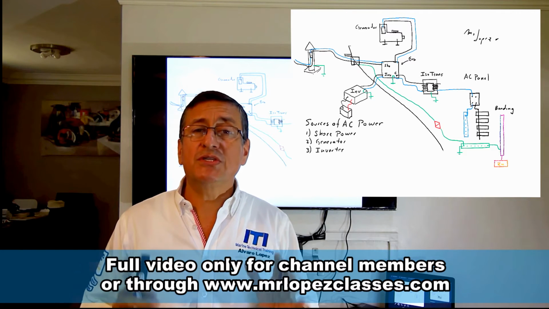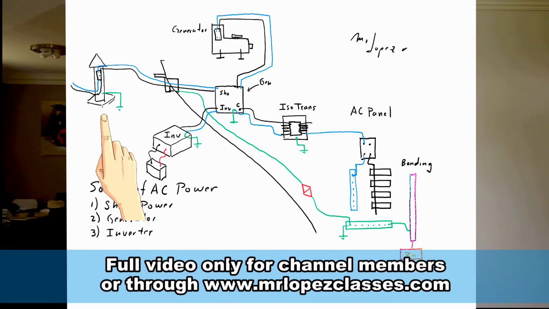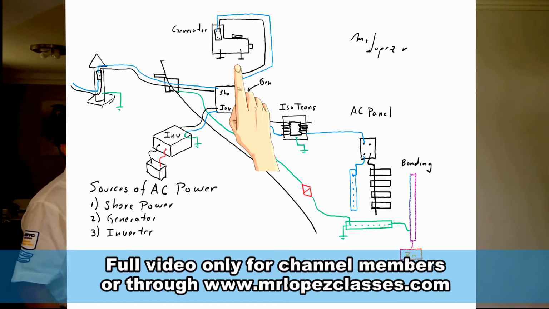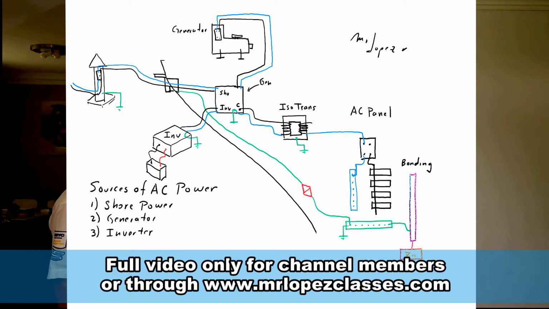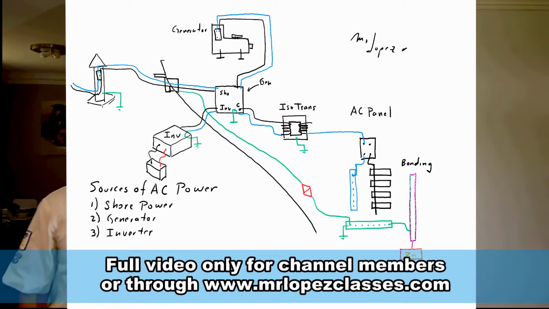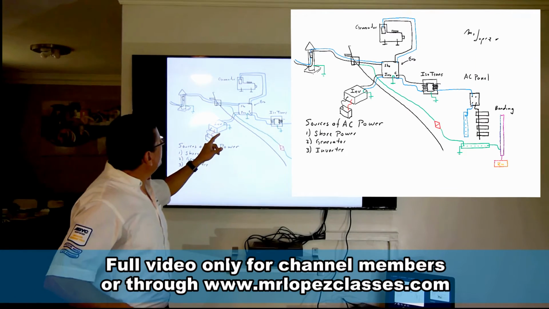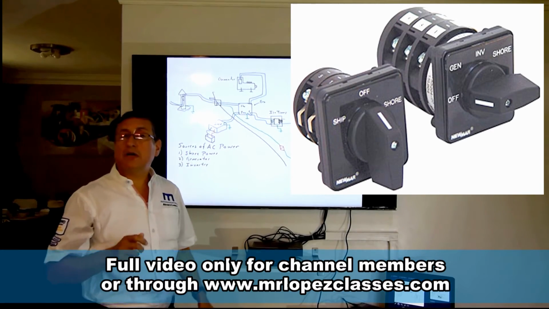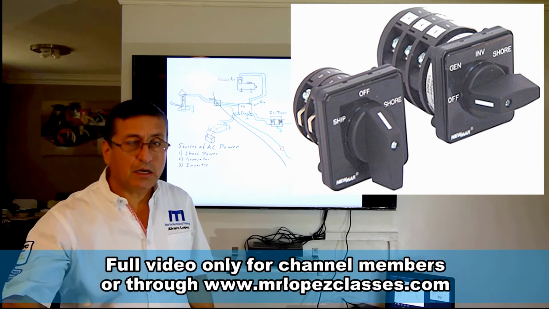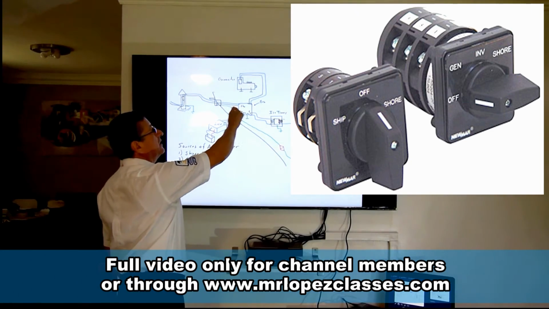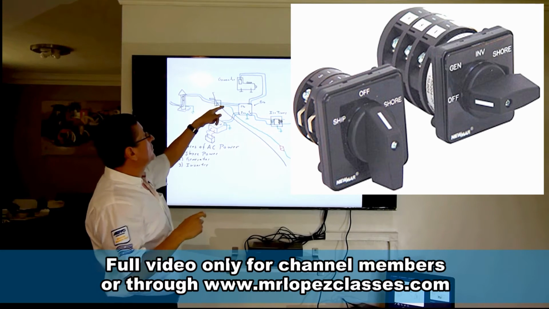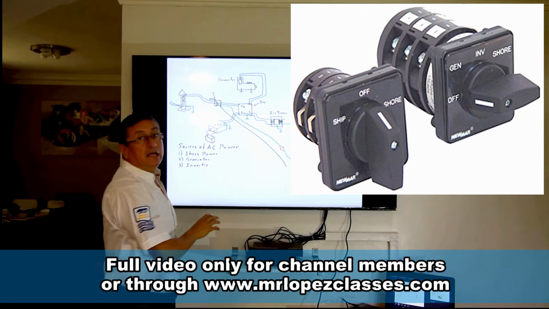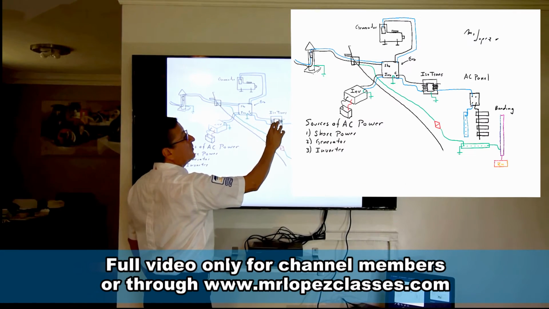You have three sources of AC current. You have the shore power, or you have the generator, or you have the inverter. All of those sources of power produce AC signal, AC current. In a typical boat, those signals enter into the switch selector. Remember the switch selector that we are going to study later in another chapter? The switch selector selects if you want to receive the power from the shore power, or from the generator, or from the inverter.